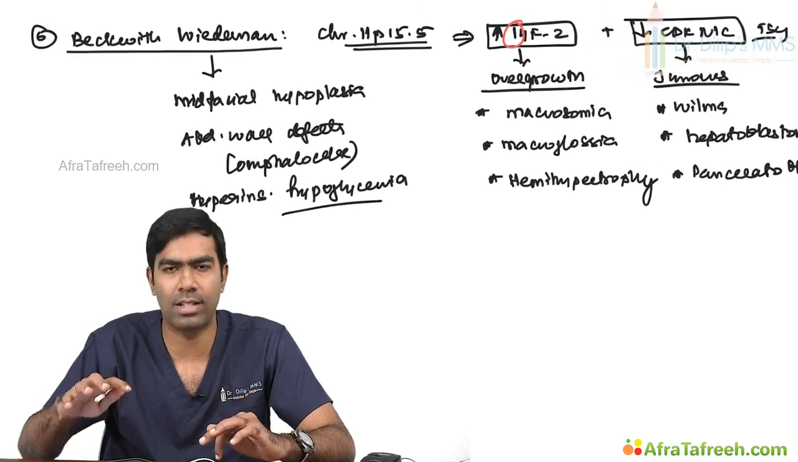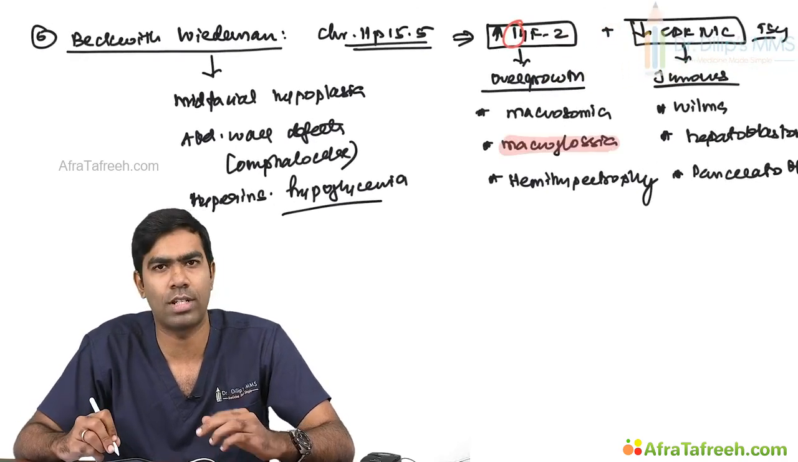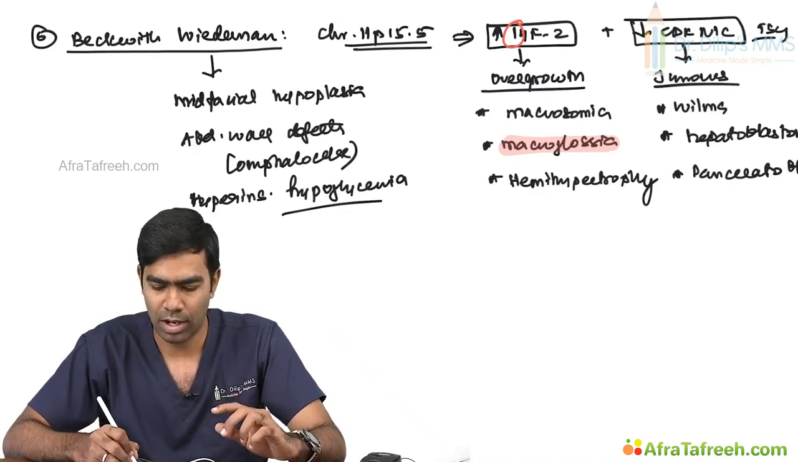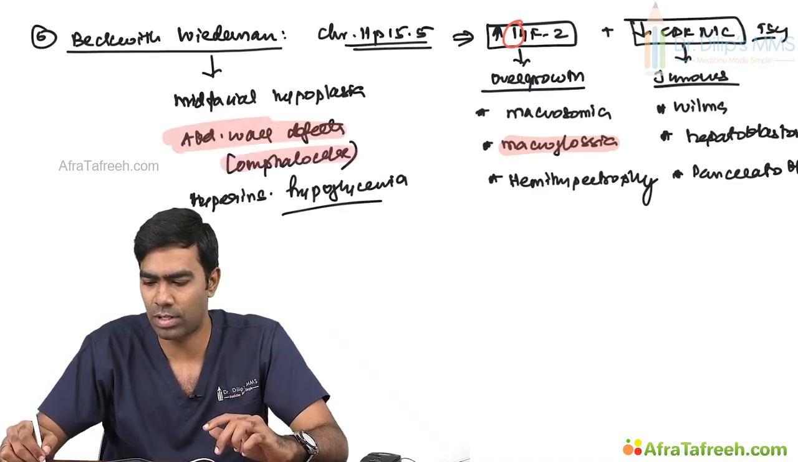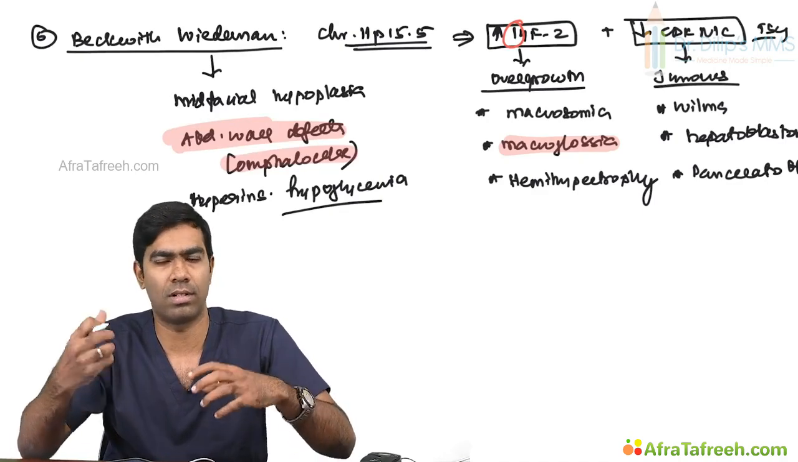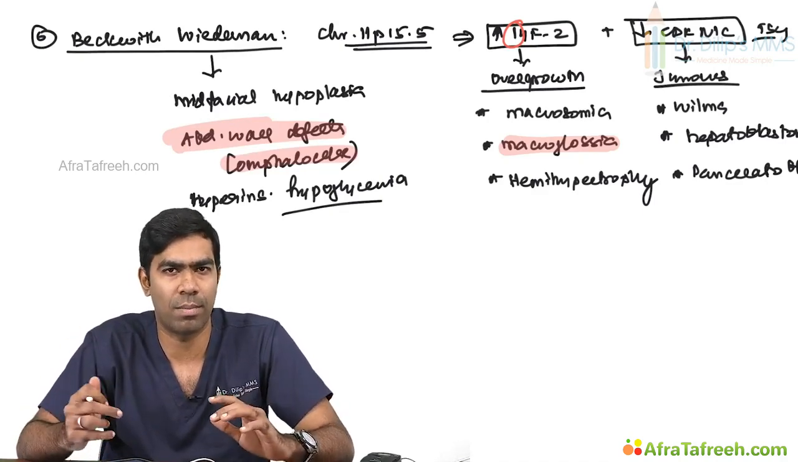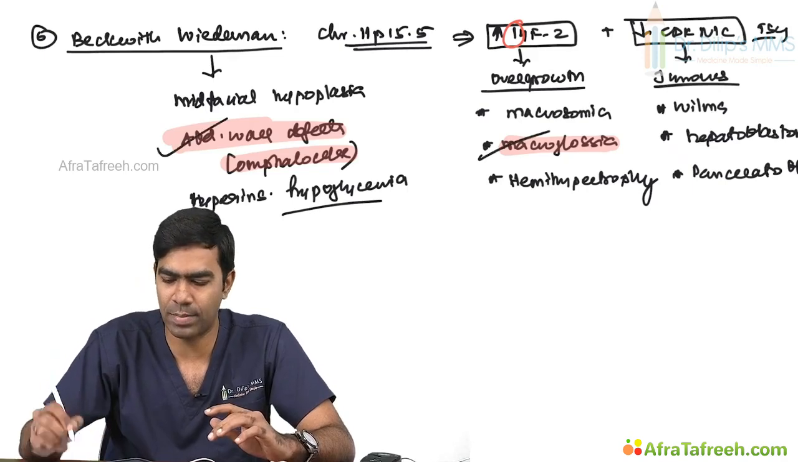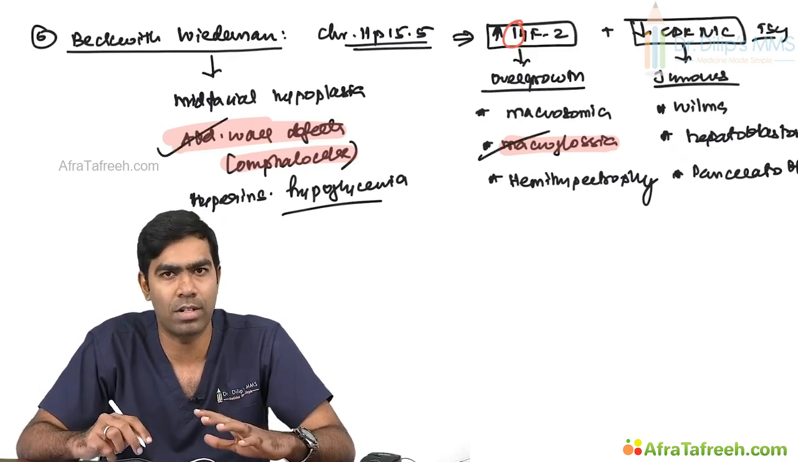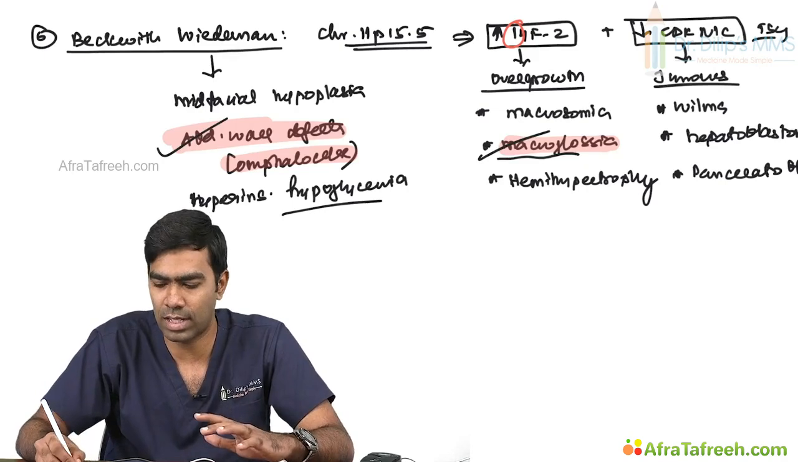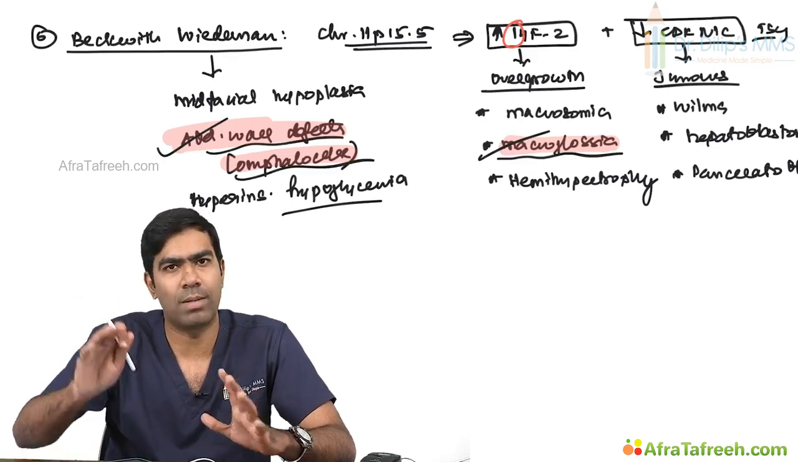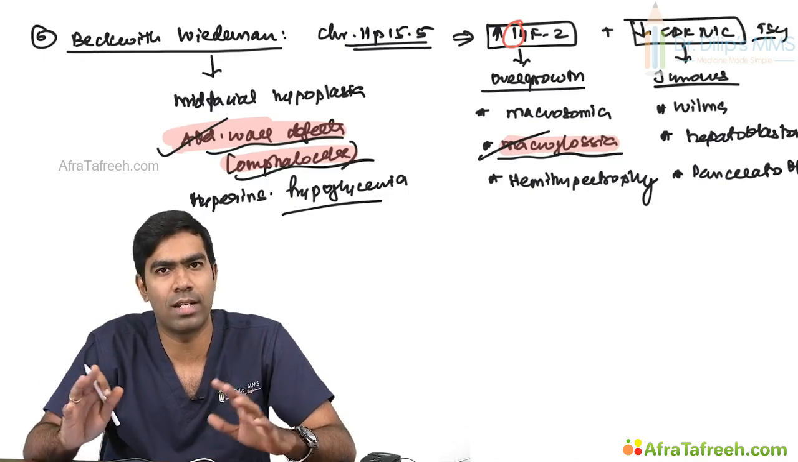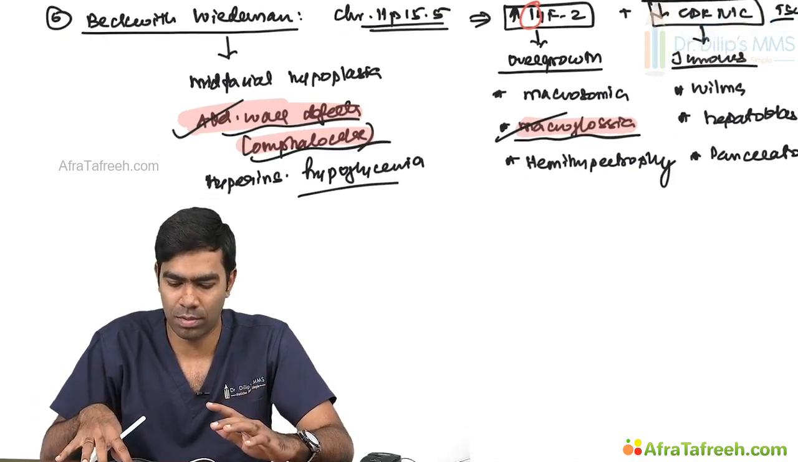So what are the things that you have to remember here? Usually in the exam, you'll be getting a macroglossic child, where the child will have a big tongue. Along with that, they will be coming with an omphalocele, a big abdomen with some form of herniation in the umbilical region. You can clearly tell that this patient is suffering from Beckwith-Wiedemann syndrome. This is how you identify it in the exam. These are the key classic pointers in the exam that tell you the child is suffering from Beckwith-Wiedemann syndrome.